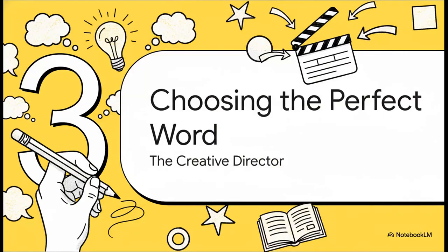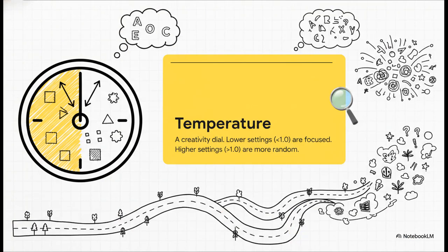Now, this is where it gets really fun. That token selection step we just mentioned, we can actually get in there and influence the model's choices. This is where we get to put on our creative director hat. The most common tool for this is called temperature.